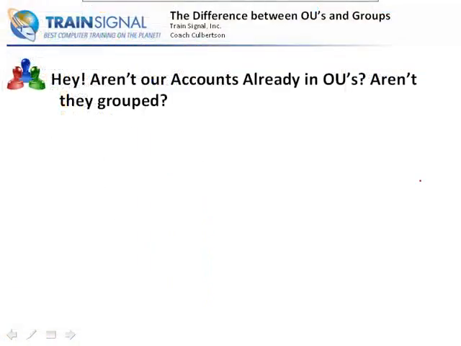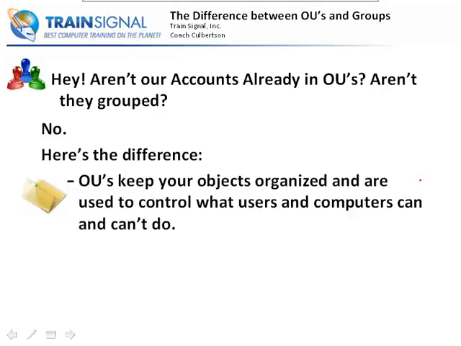All right, so we're going to be creating new objects called groups. And some of you are thinking, hey, you know what? Aren't they already in OUs? Aren't they already technically grouped, quote unquote? And the short answer is no. Just because they live in OUs does not mean that they are part of groups. Groups are separate types of objects. And let's talk about the difference between the two.